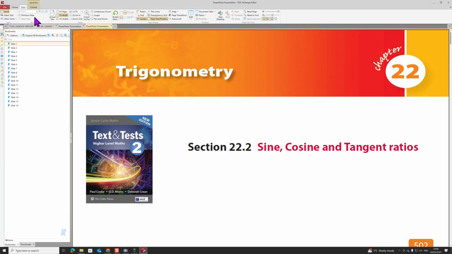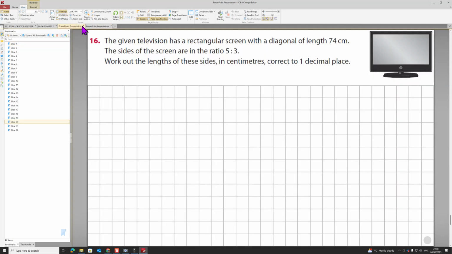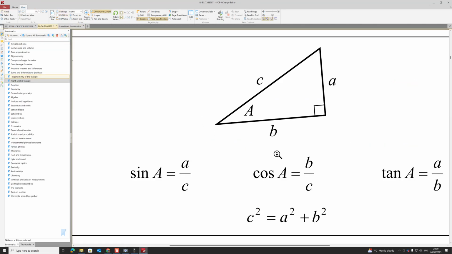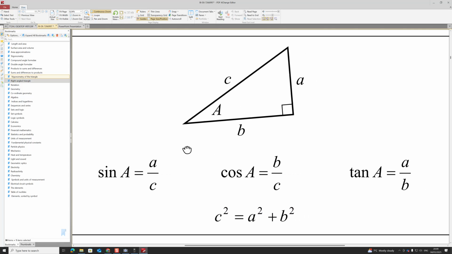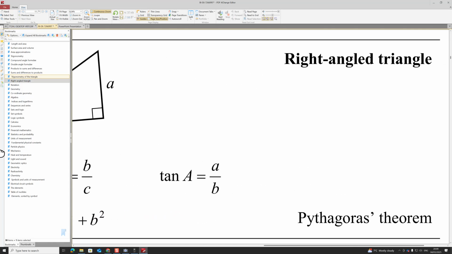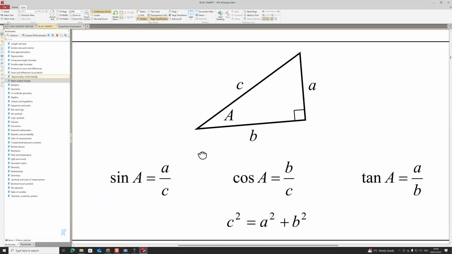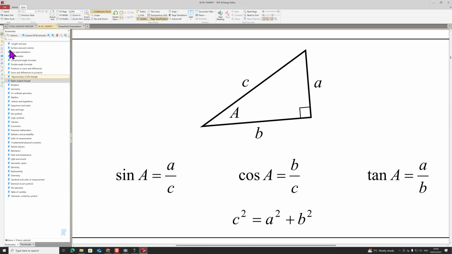Okay, the important thing is you don't have your book in the exam. We do have our log tables though, and I've just zoomed in on the right angle triangle section. This is a right angle triangle. Down the bottom, we saw Pythagoras' theorem in the last video. Now we're doing sine, cos, and tan.